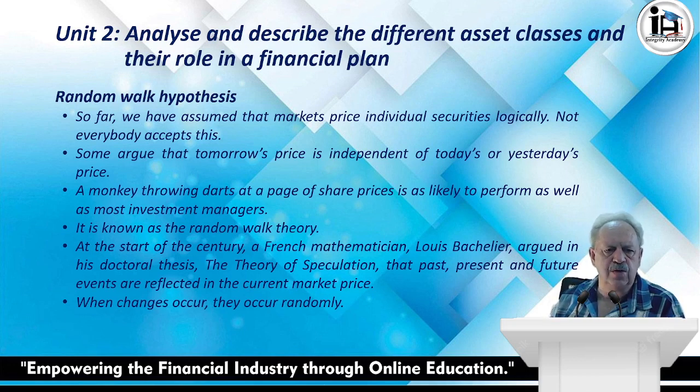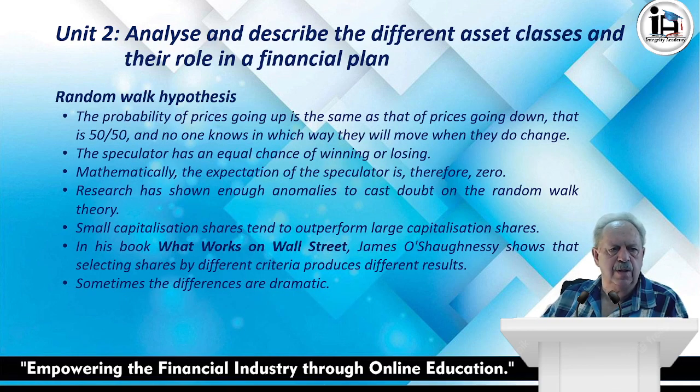At the start of the century, a French mathematician, Louis Bachelier, argued in his doctoral thesis, the theory of speculation, that past, present, and future events are reflected in the current market price. When changes occur, they occur randomly. The probability of prices going up is the same as the price going down. That is a 50-50. And no one knows in which way they will move and when they will change. The speculator has an equal chance of winning and losing. Mathematically, the expectation of speculators is therefore zero.